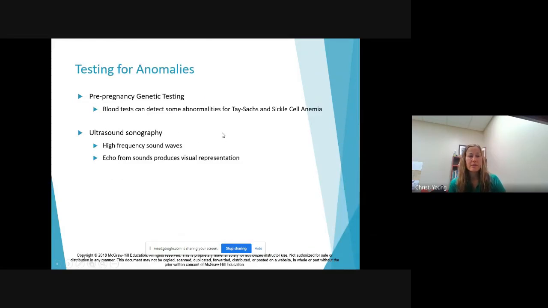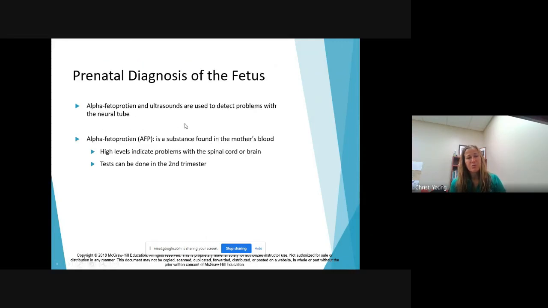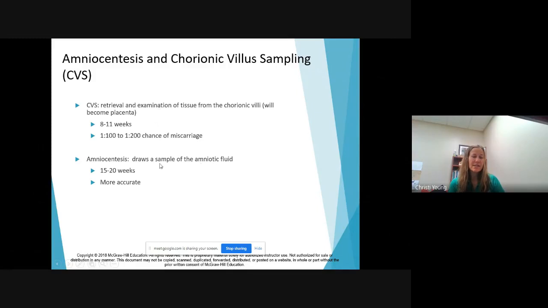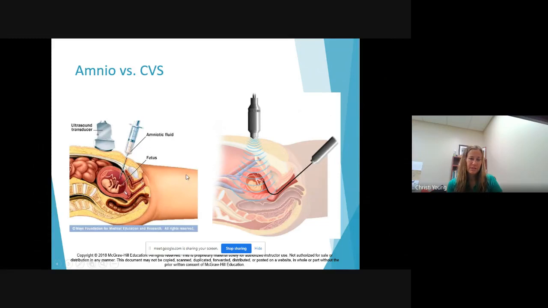Okay, so there is a section where it talks about testing for these abnormalities. For the most part, ultrasound is our first way that we do that. We also look at alpha-fetoprotein, AFP, which is found in mom's blood, so we can do a maternal blood draw. And then we also have CVS and amniocentesis. Both of these are relatively invasive, but they are able to draw either cells or amniotic fluid and test that for potential identification of abnormalities. So this is a comparison there.